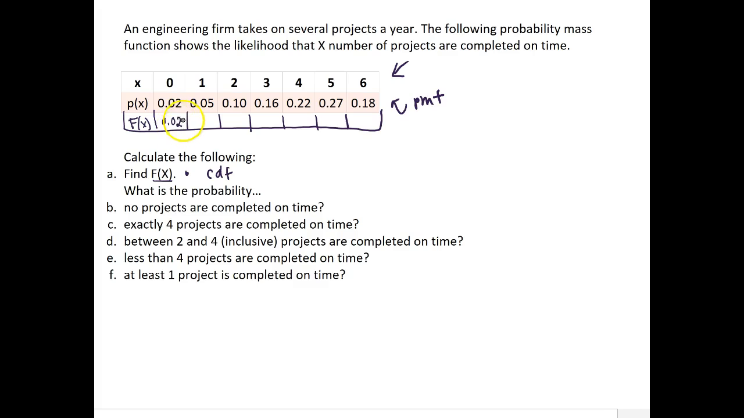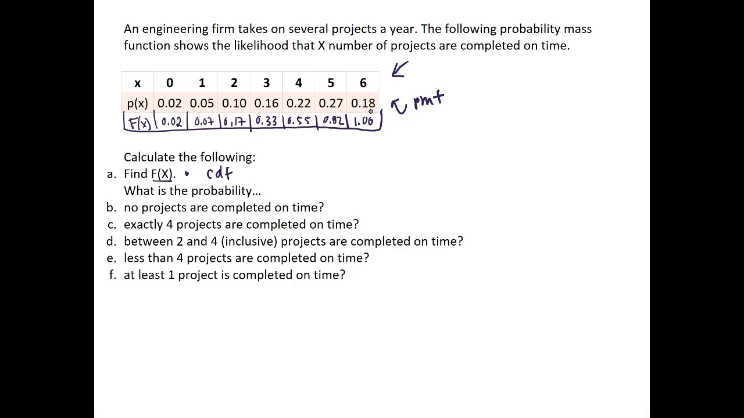It's 0.02. Now we add these two together to get 0.07 for the cumulative function of 1. Then we add all three together to get the next value of 0.17 and continue to do that. So this is 0.33, this is 0.55, this is 0.82, and lastly, adding 0.82 to 0.18, we will get 1, which we should always get as our last value for our cumulative distribution function.